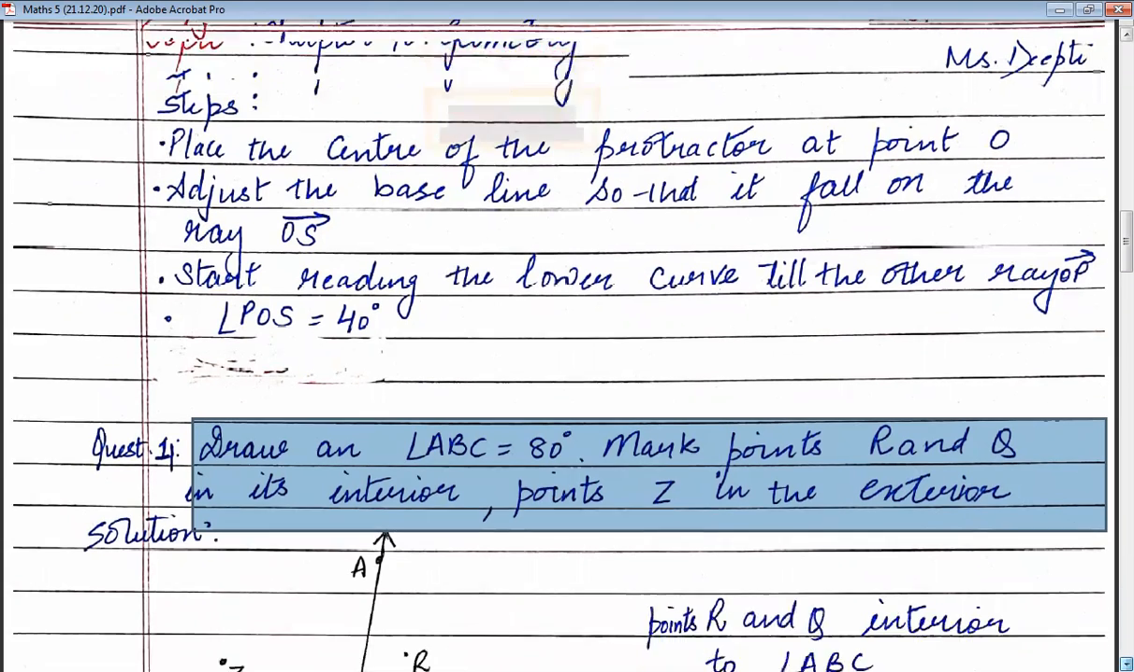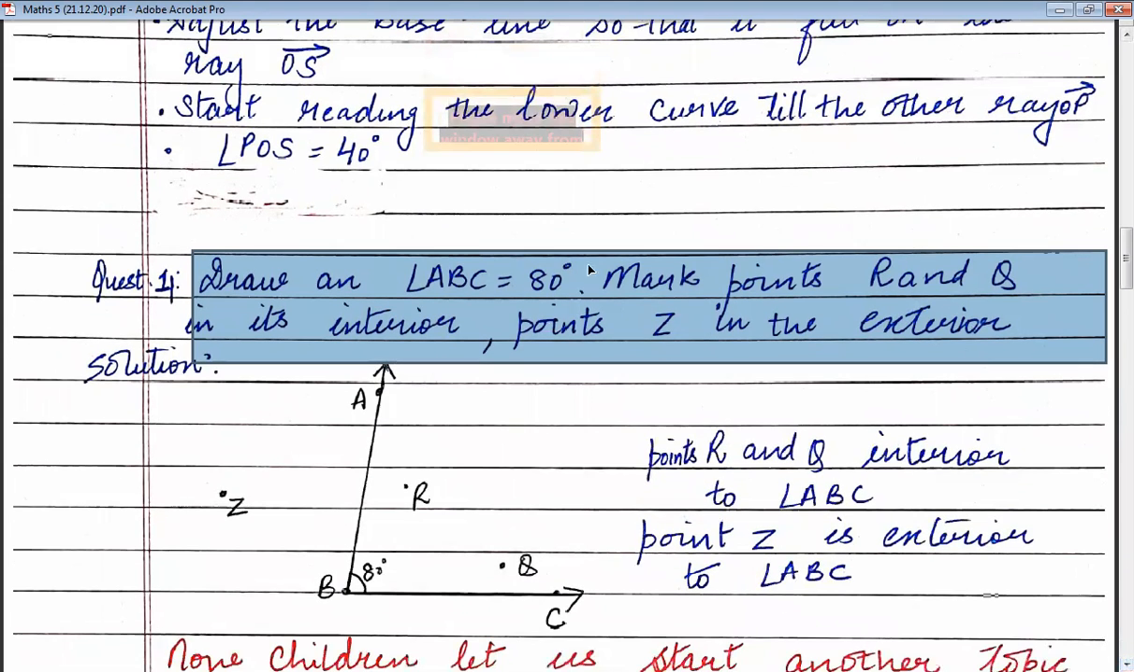Now children, in this first you have to make an 80-degree angle. So you need to use your protractor. Okay. Now construct 80 degrees by using the protractor. So this is your 80 degree. Okay. Now children, you have to draw a straight line. It should be a straight line. So this is your 80-degree angle.